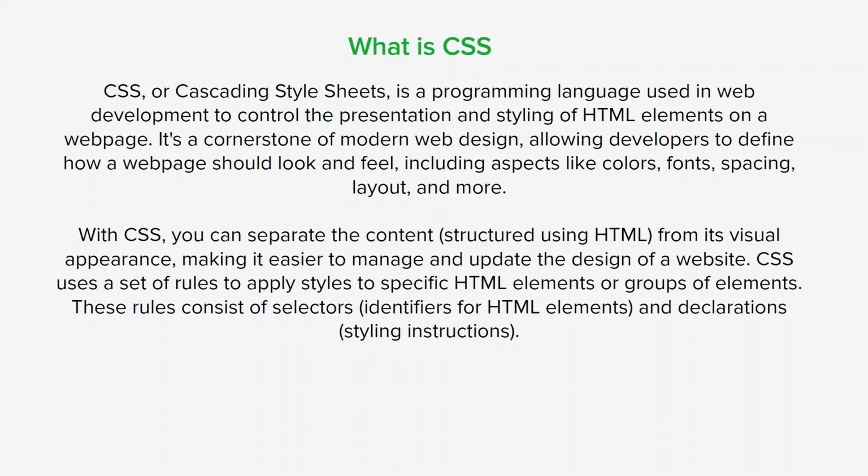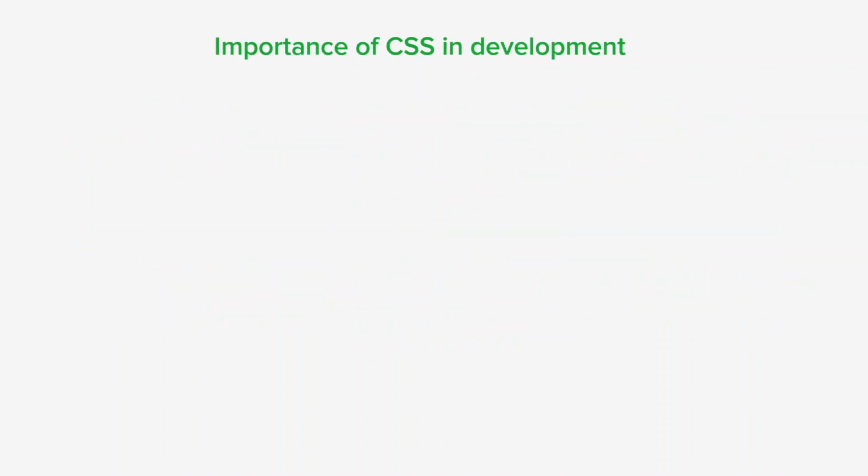In essence, CSS is a tool that transforms the raw content of a web page into a visually appealing and user-friendly interface, contributing significantly to the overall user experience of a website or web application. So CSS plays a crucial role in web development for several important reasons. First up is visual appeal. CSS allows developers to control the visual aspects of a website, such as colors, fonts, layouts, and spacing. It's what makes a website aesthetically pleasing and engaging for its users.